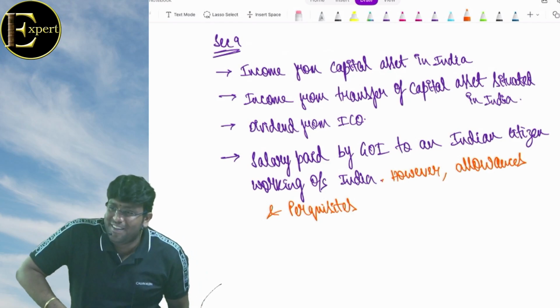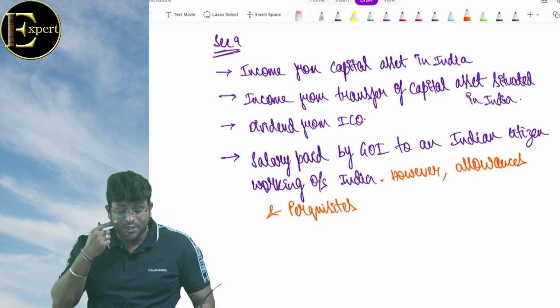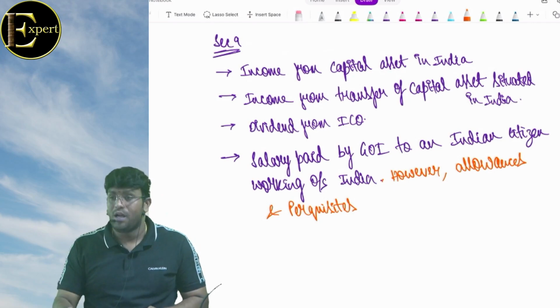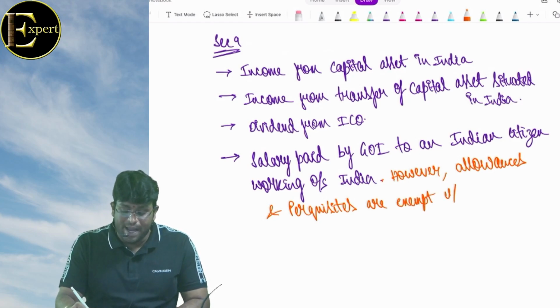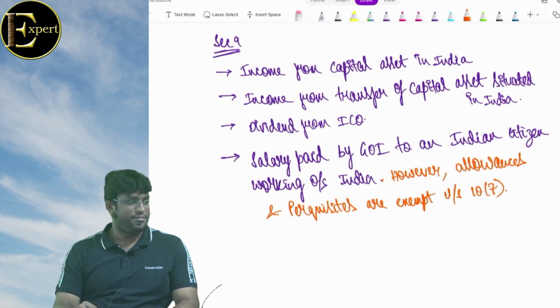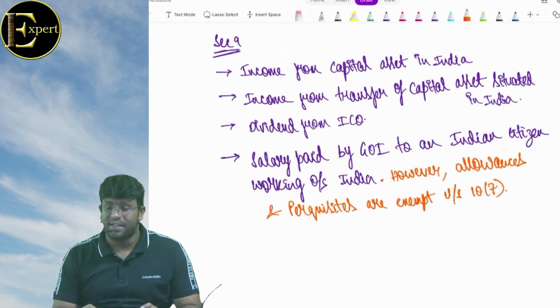Understanding? So please, boss, come on. Salary paid by Government of India to an Indian citizen working where, beta? Outside India. However, what my dear friends? Allowances and perquisites are exempt under Section 10(7). Getting clarity, everybody?